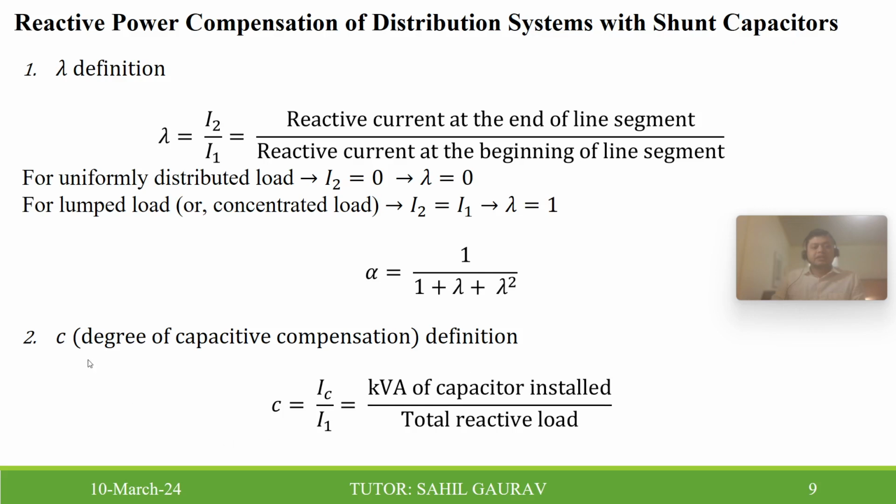Now another term is C, that is the degree of capacitive compensation. It is the ratio of the kVA of the capacitor installed to the total reactive load. These two terms are used for capacitor bank placement in the analytical method.